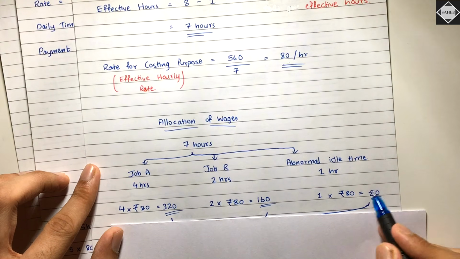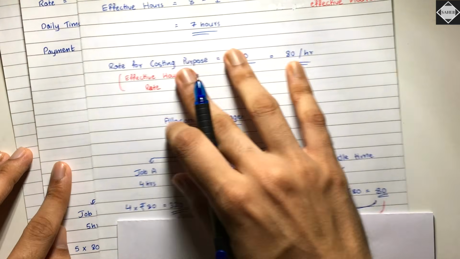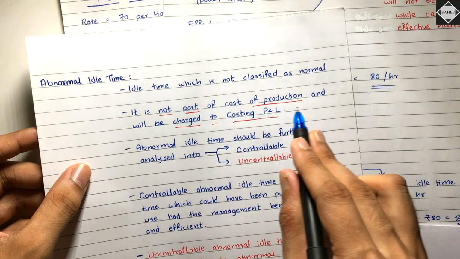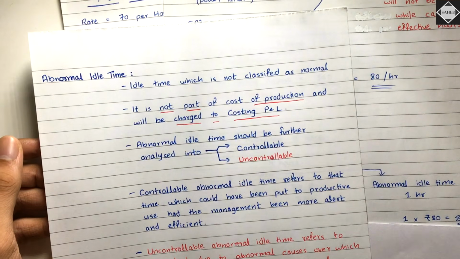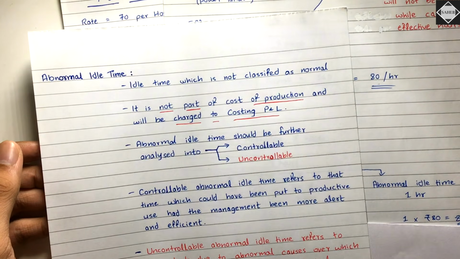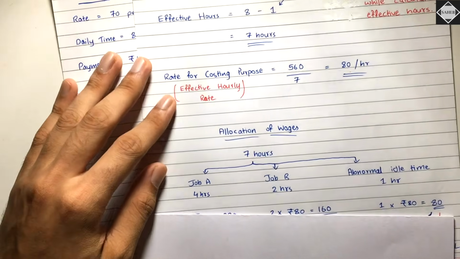So this 80 will go where? This 80 will go to costing profit and loss. See here, it is not part of cost of production. You cannot recover it from the customer. You have to take it separately as a loss on the debit side of costing profit and loss. It will be debited to costing profit and loss. Is it clear? Simple and straightforward.